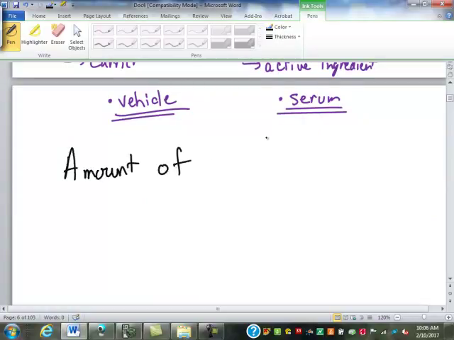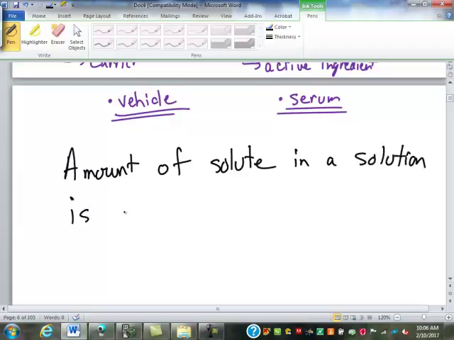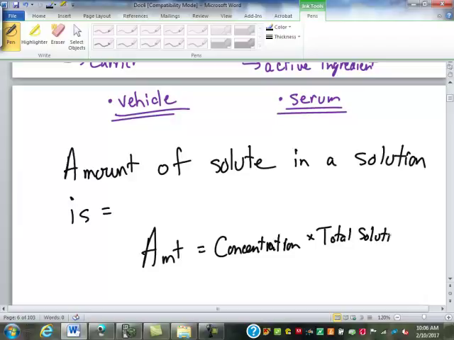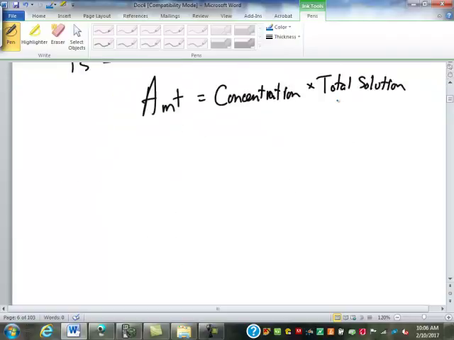The amount of solute, again, that's the amount of the active ingredient in a solution, is the concentration times the amount or the volume of the total solution. The concentration is just the percent as a decimal.